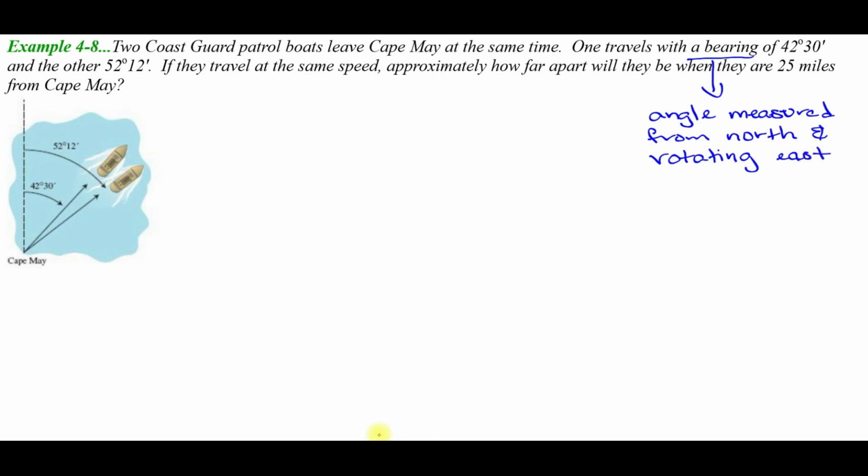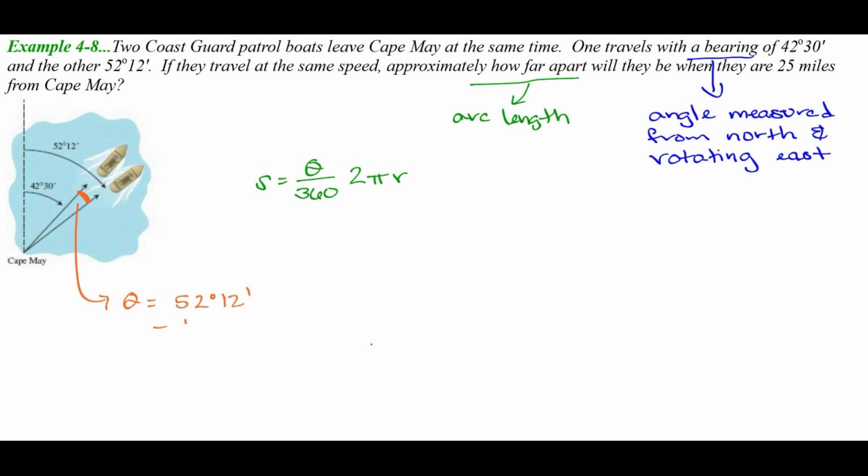Again, the keywords that we want to look for: how far apart. So this tells me arc length. My angles are in degrees, so I'm going to use the formula for degrees: theta over 360 times 2 times pi times radius. I actually need the angle between the 2 boats, or the angle between the bearings. So this is going to be my theta value, and to get it, we're going to subtract these: 52 degrees 12 minutes minus 42 degrees 30 minutes.